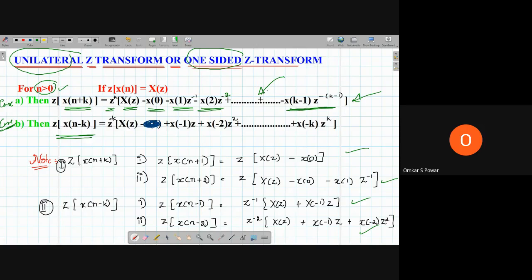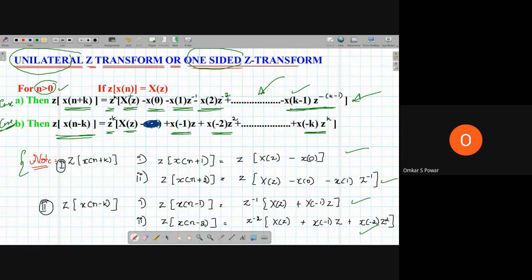So here we have to solve the problems. For that, you should keep this in mind. So no need to keep this formula also. This note, if you keep in mind, you can easily solve the problems. So another case, z transform of n minus k. So first one was x of n plus k. Second one was z transform of n minus k. So this is equal to z to the power of minus k whole into X of z plus x of minus 1 into z plus x of minus 2 into z square plus x of minus k into z to the power of k.